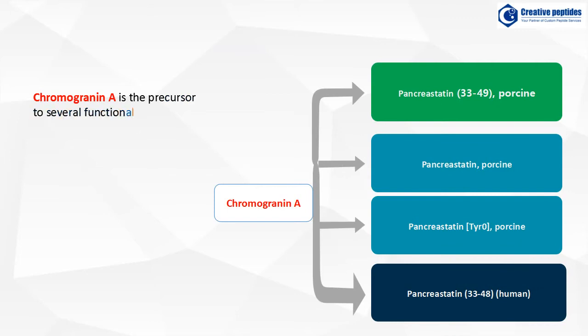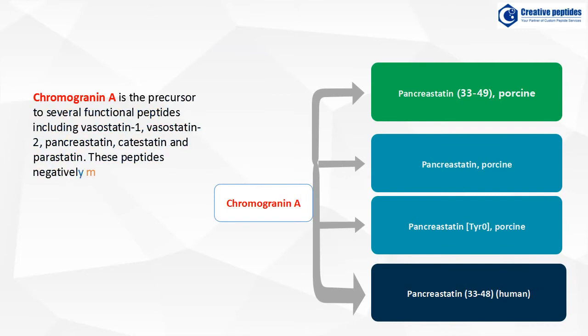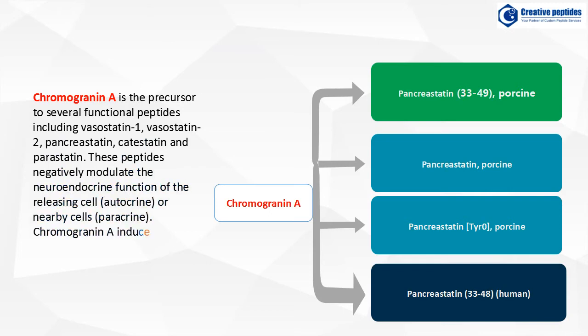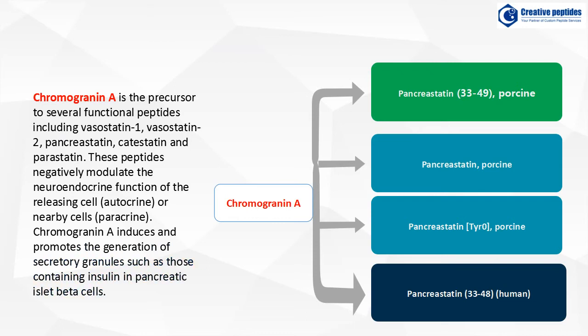Chromogranin is the precursor to several functional peptides including vasostatin 1, vasostatin 2, pancreastatin, catestatin and parastatin. These peptides negatively modulate the neuroendocrine function of the releasing cell, autocrine, or nearby cells, paracrine. Chromogranin induces and promotes the generation of secretory granules such as those containing insulin in pancreatic islet beta cells.